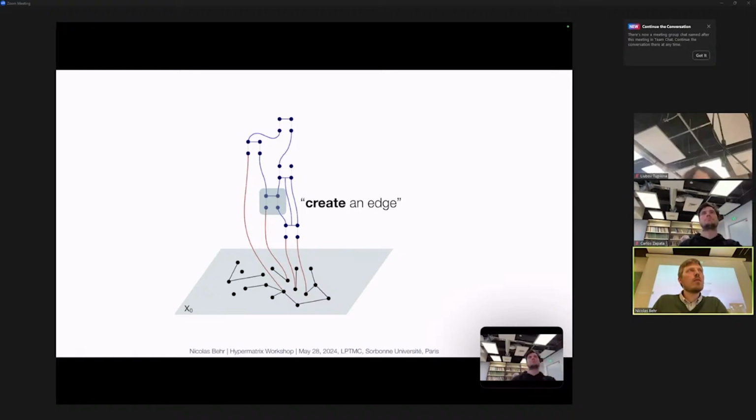Does it make sense? And also the order, because you're probably familiar with the way you read these diagrams. From bottom to top, yeah. From bottom to top. Yeah.